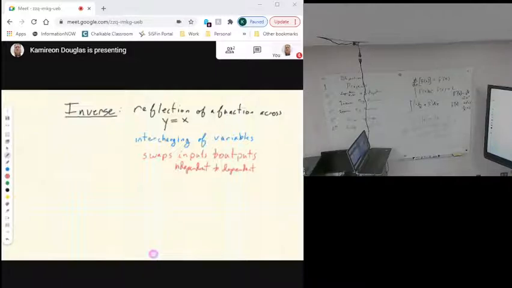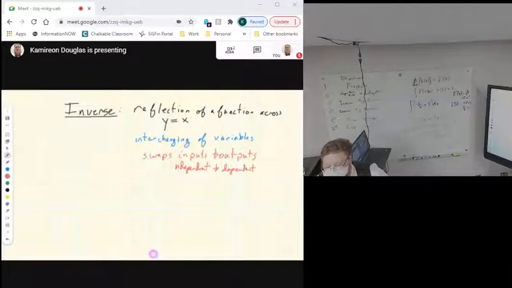So I like talking about realistic equations with this kind of thing. So normally, if I input a time and get out a distance, the inverse will allow me to put in a distance and tell me the time. It's designed to swap the variables around. Swaps the inputs and the outputs.